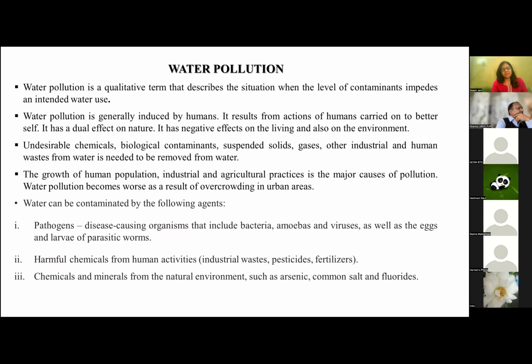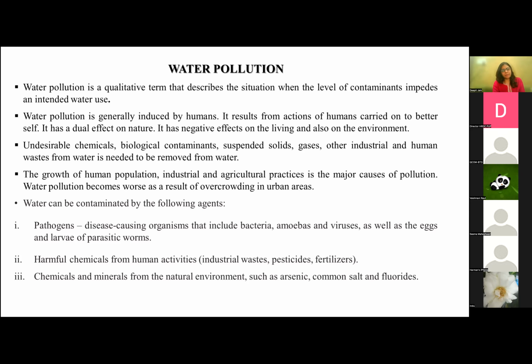From the human excreta, as the population is too high in urban areas, there is overcrowding. So their excreta and household waste is imparted into our water resources. And because of that, these disease-causing organisms from all these contamination sources become part of our water, which is supplied as drinking water. So these pathogens are really harmful.